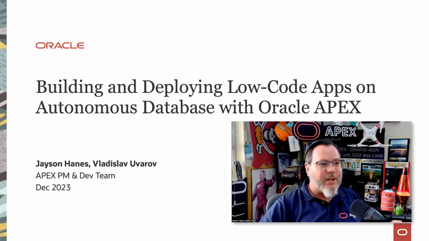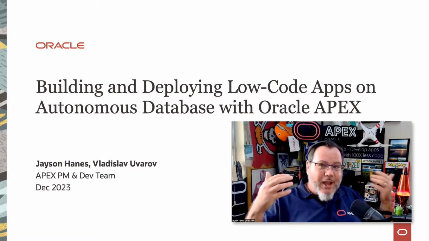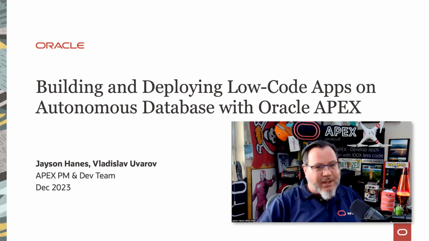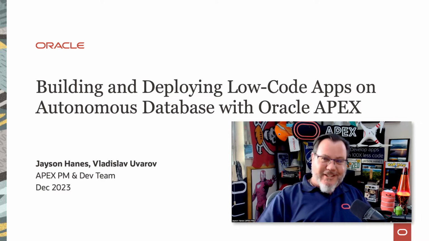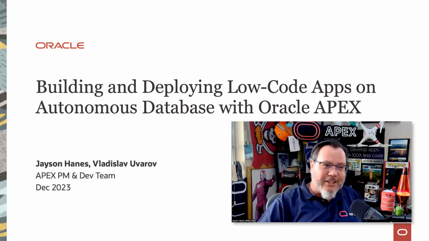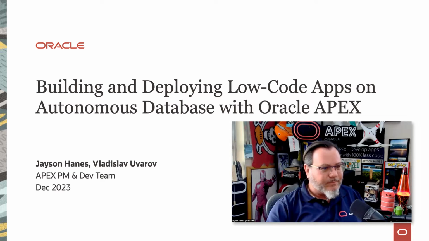My name is Jayson Hanes. I'm here to talk to you about building and deploying low-code apps on Autonomous Database with Oracle APEX. Vlad is also here. He's on the development team, and I'm just a product manager. I know a lot about APEX, and I'm learning about APEX on cloud just like everyone else. But I've been developing software for the better part of three decades. I used to be a Java and a .NET developer, and I switched to APEX in the mid-2000s, around 2006. I've been developing APEX apps ever since. I've never looked back to that high-code way of developing software.